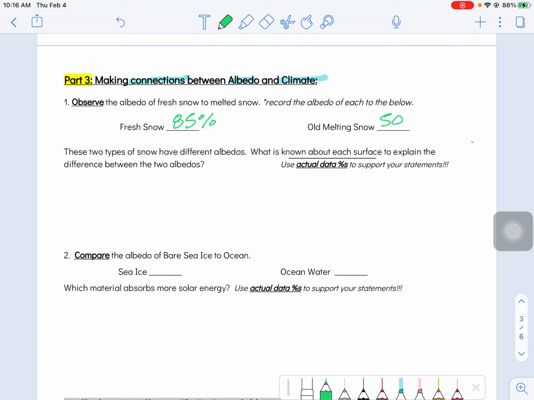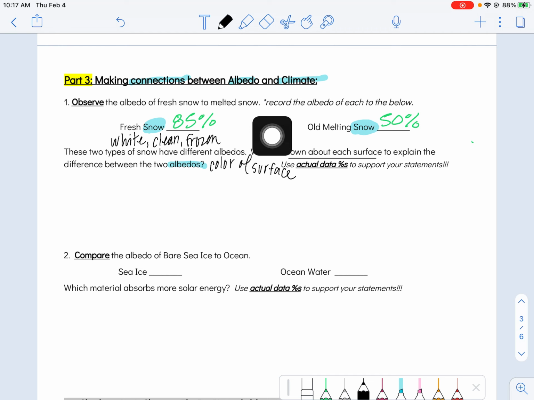And then the question is, why? Why would they have different albedos if they're both snow? What do we notice about them, right? Well, we know albedo is about looking at reflectivity, and coloring of the surface is what determines the albedo. So fresh snow we know is really white, really clean, and going to sound kind of strange, but still frozen, right? Little ice crystals.